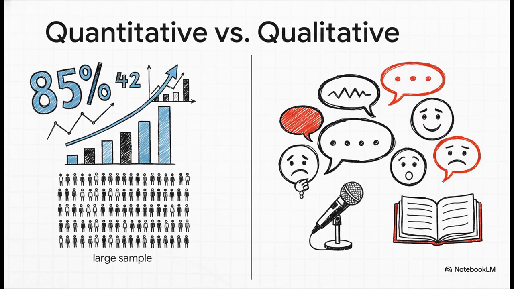So let's just lock this in so it's crystal clear. Quantitative research is all about numbers, stats, and large samples. The big goal is to find truths that you can generalize to a wider population. Qualitative research, on the other hand, is about words and images, and its goal is to get a really deep, rich, and nuanced understanding of a very specific situation.